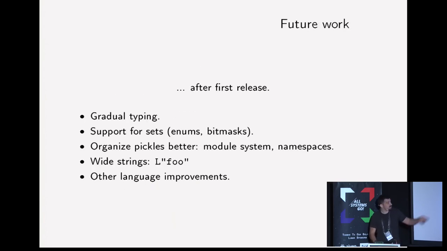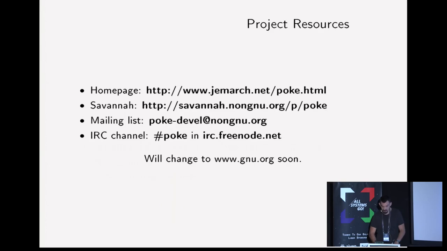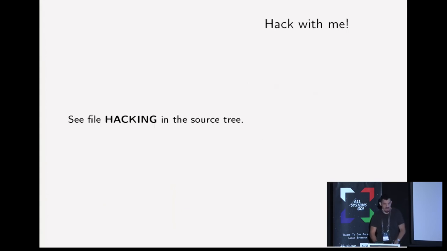And then after the first release, this is a list of big projects I want to do in general. But there is still a lot of work to do. So those are the links for the project. If you want to contribute, I have a homepage, a mailing list, and also we have an IRC channel in Freenode. And if you think that poke could be useful for you and you want to have fun, please see the hacking file in the source tree, because it contains a lot of information that will be useful for you. All right? So, done. In time? Yes? So, any questions?